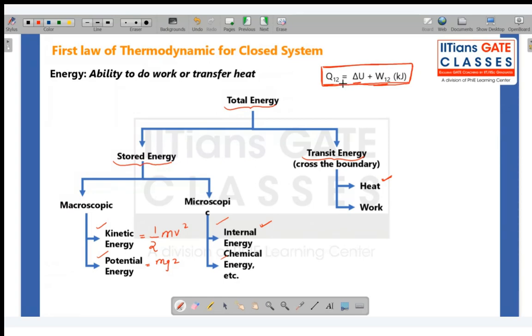Okay, so be very clear about what we are talking about. Do not get confused, you have some equation and you apply it everywhere. You can't do that, okay? So it is basically for a closed system and for a process. I very clearly defined this. And for a cycle, basically del U becomes zero because it is a property, and Q12 is equal to W12. This is first law of thermodynamics for a cycle.